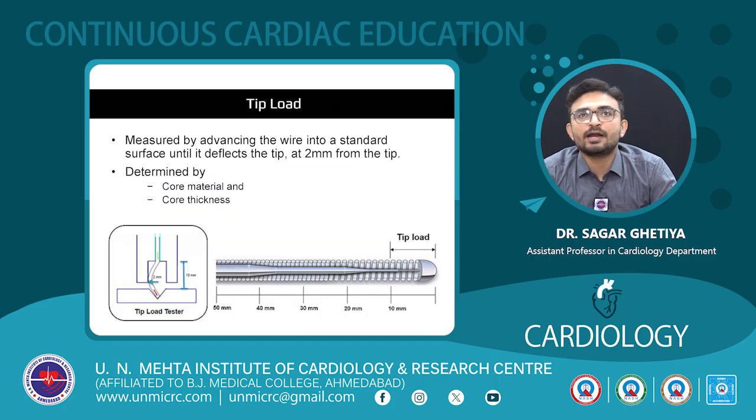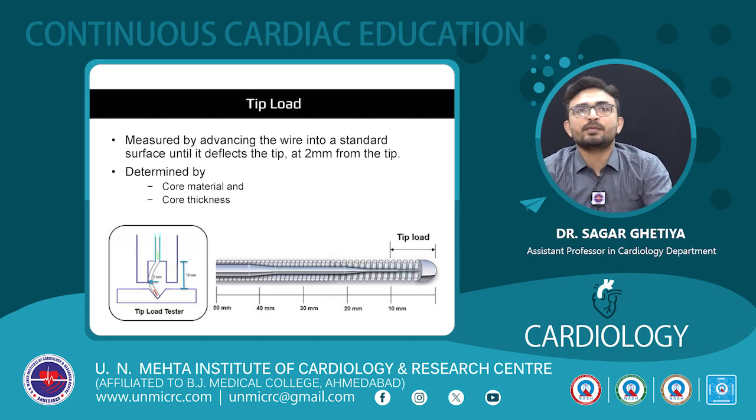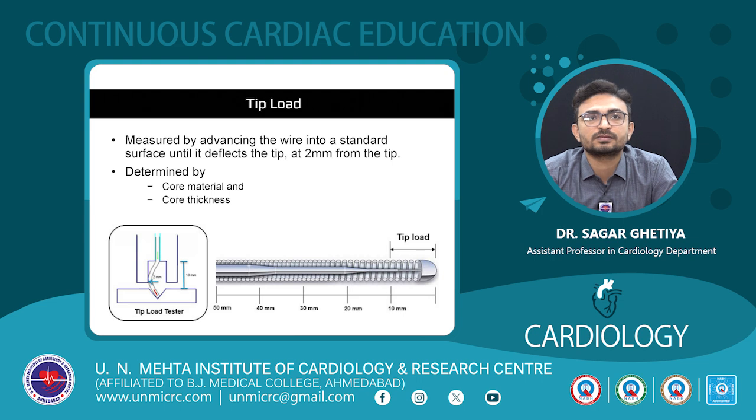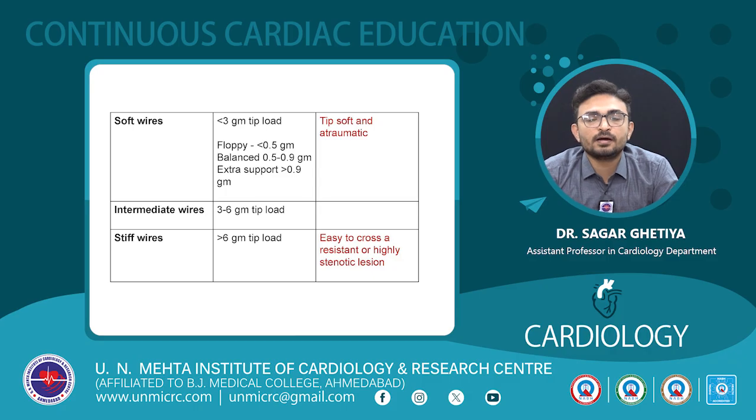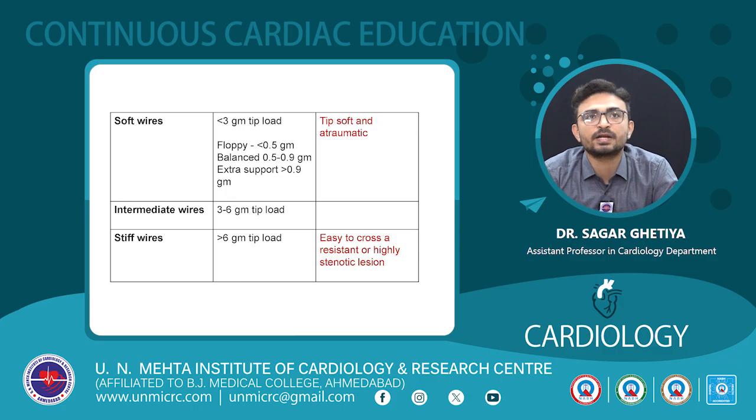Tip load is measured by advancing the wire into a standard surface until it deflects at the tip, at 2 mm deviation. It is primarily determined by core material and core thickness. So based on tip load, we can divide wires into three categories: soft wires, intermediate wires, and stiff wires. Soft wires have less than 3 gram tip load, while intermediate wires have 3 to 6 gram, and stiff wires have more than 6 gram.